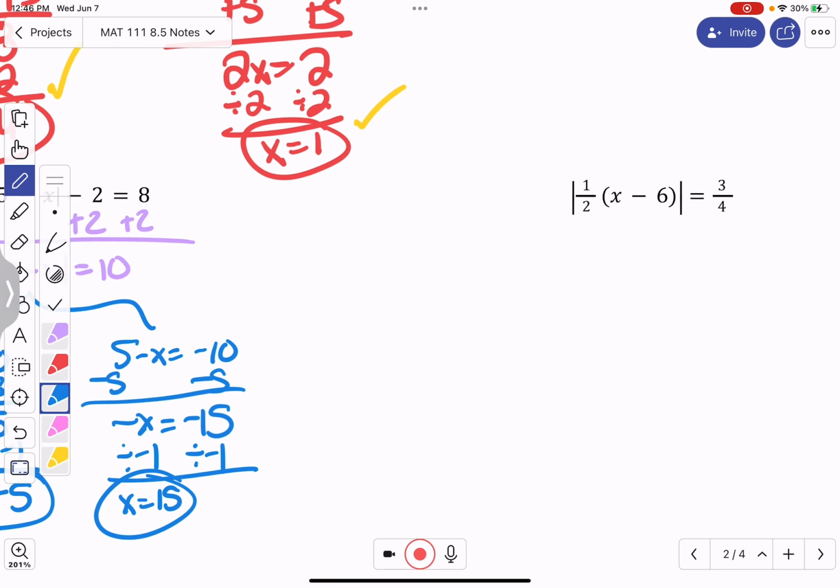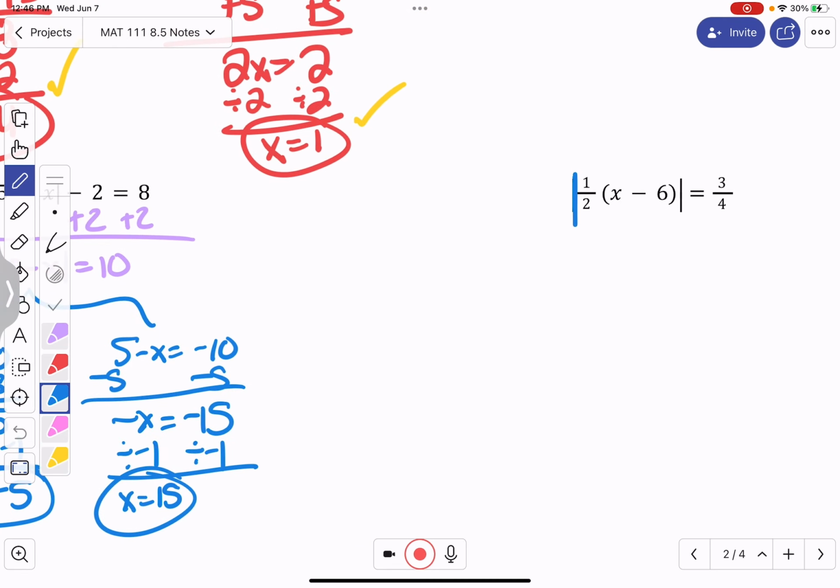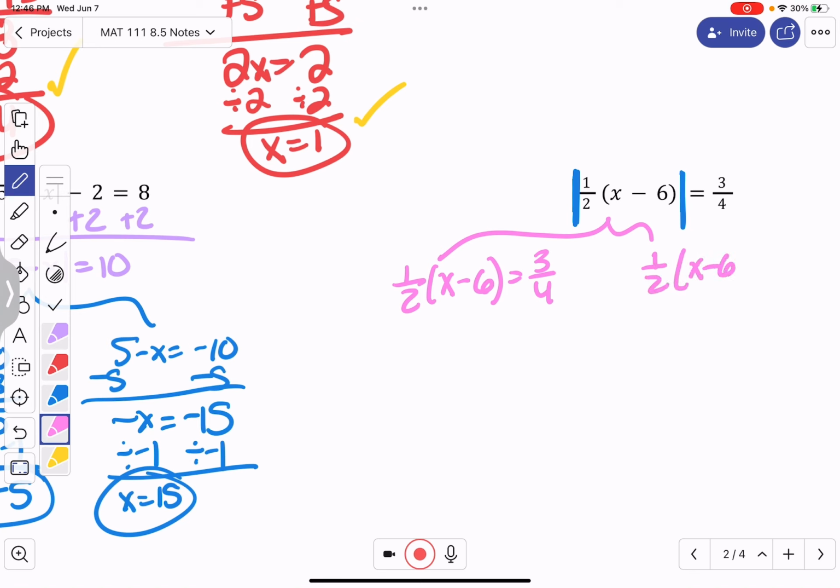Now, if we look at this one, there is a fraction, but it's inside the absolute value. Absolute value is fine. It's all alone on that side. So we're going to take exactly what's written in there and make it equal positive 3/4 and negative 3/4. Then I'm going to distribute my fraction. Half of 6 is 3. It's going to be the same on both.